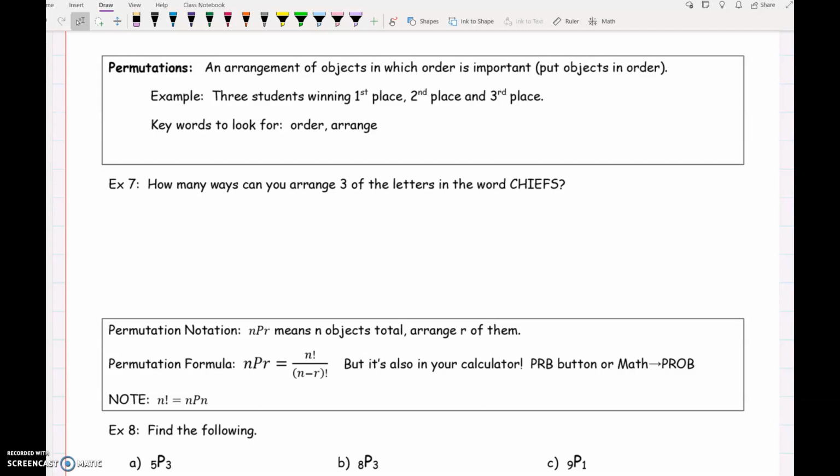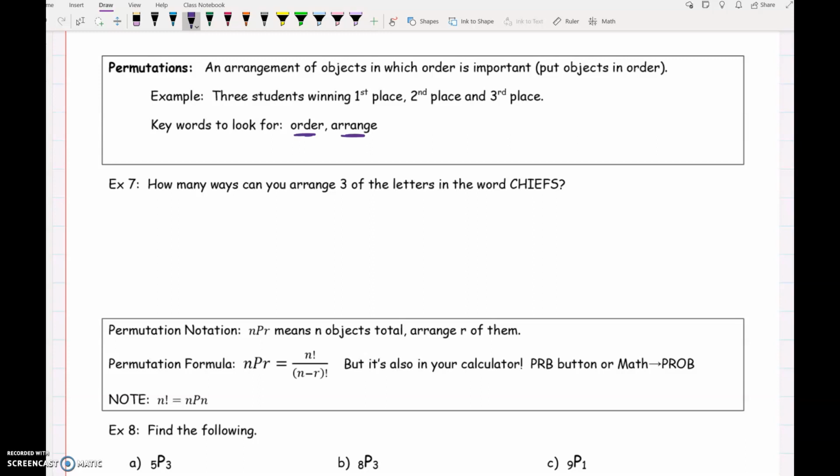But that would be different than Mary getting first place, Sam getting second place, and I don't even know what name I said for the third one. So the arrangement of those places matters. Keywords to look for are, if you see the word order or arrange, it's going to be a permutation.